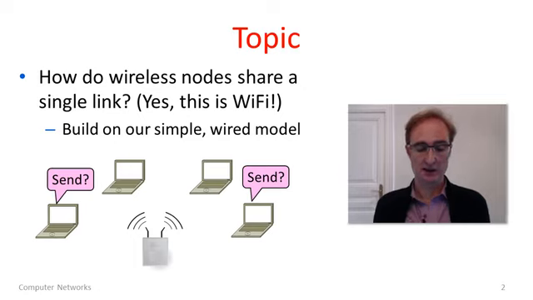Okay, so our setting here is the same as the setting that we looked at in the previous lecture. We have multiple nodes, they just want to share a link. How do they do it? In this setting, however, the nodes are wireless, or the link is wireless and the nodes are using that wireless link. So we have 4 different laptops here, they're talking to an AP, they just need to decide when to send.